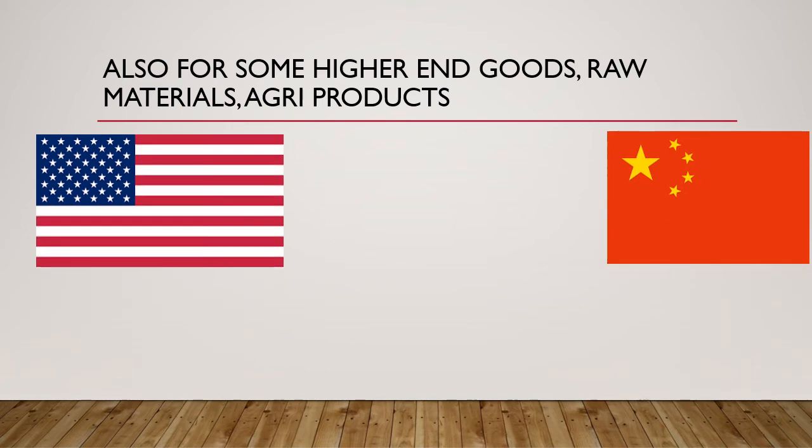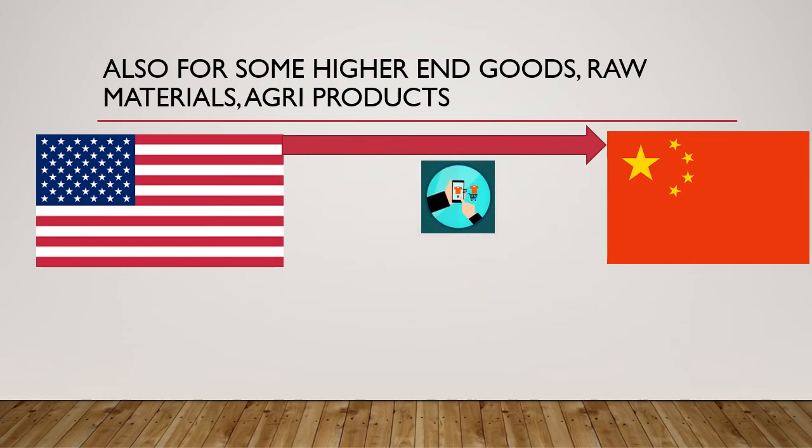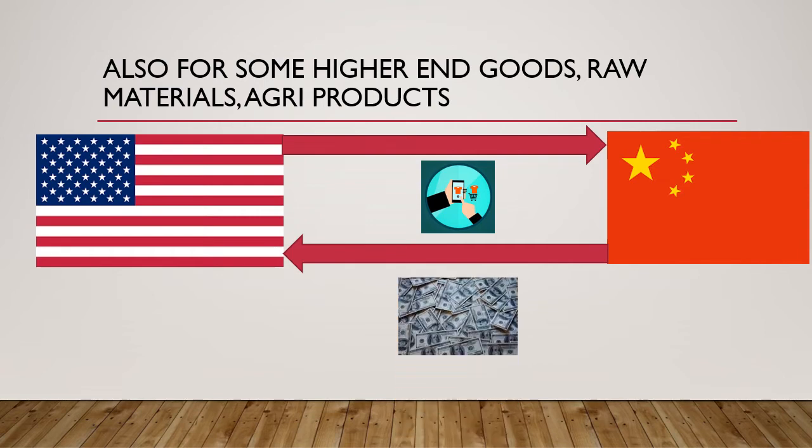Also, this will be a two-way flow. How? China would also be importing some goods and services from the US that are probably high-tech in nature. Also some raw materials and agri products that China can import from US, and then in return it will be sending back some of the same dollars that US shipped over to China.